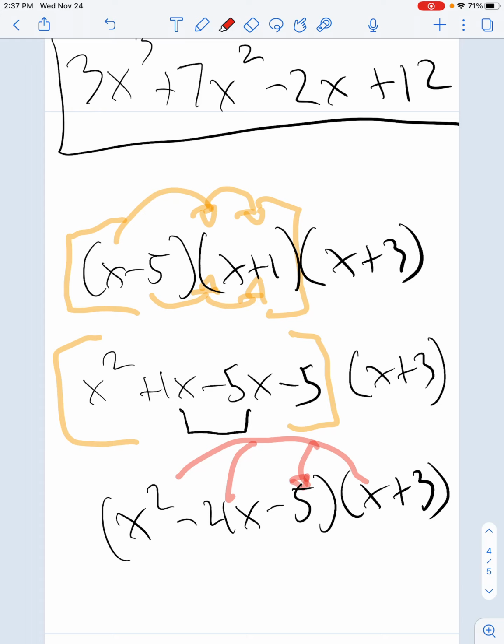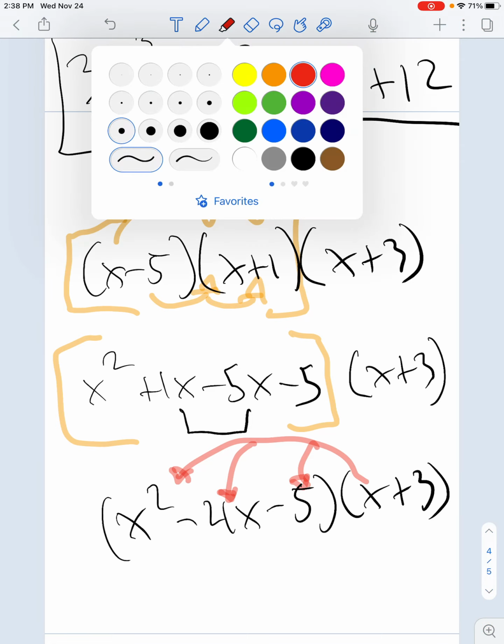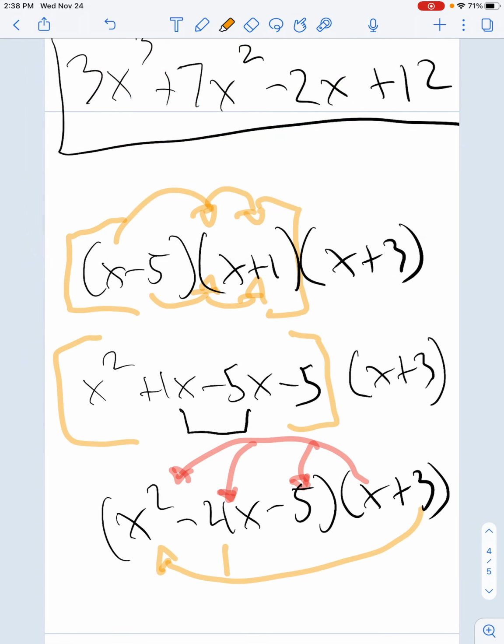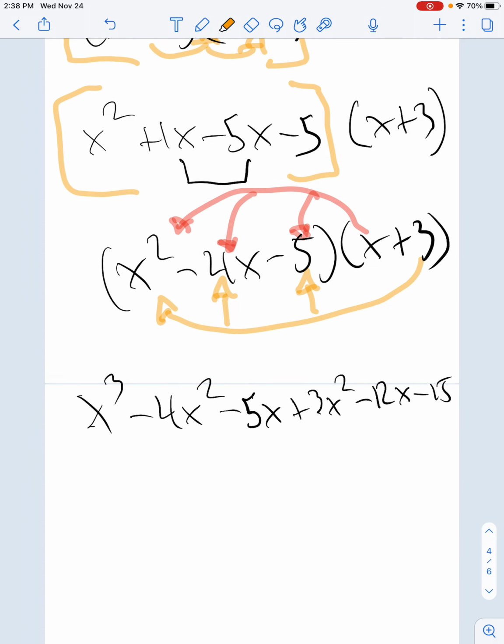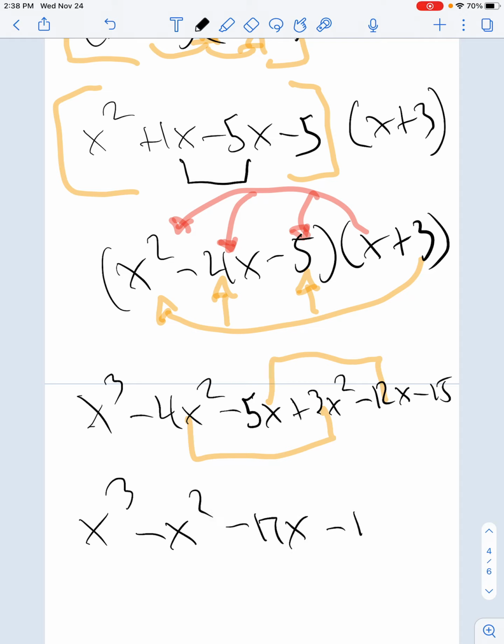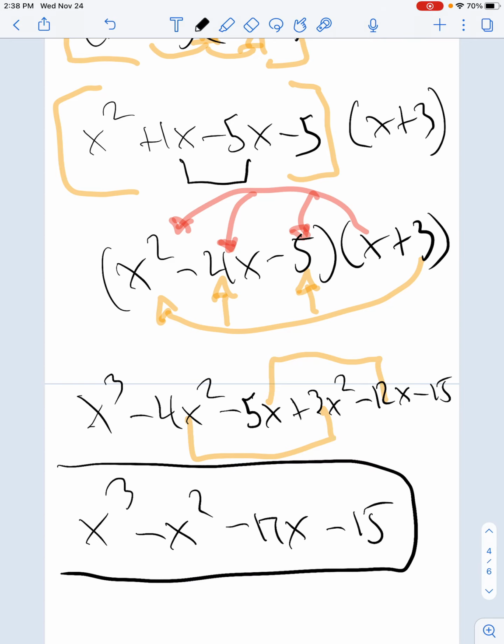I'm going to take this 3, and I'm going to multiply in here, here, and here, and then I'm going to combine like terms. X to the third minus 4x squared minus 5x plus 3x squared minus 12x minus 15. I've got a few sets of like terms right here and right here. So I'm going to get x to the third minus x squared minus 17x minus 15.